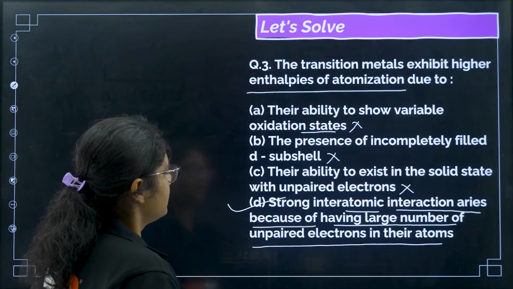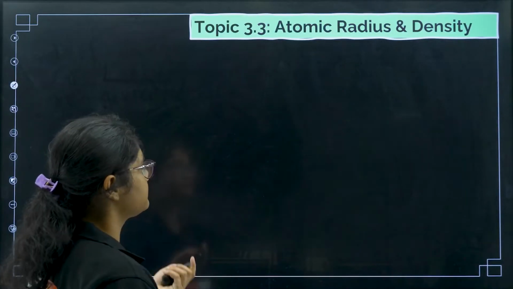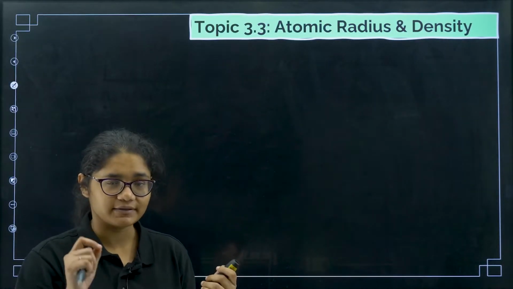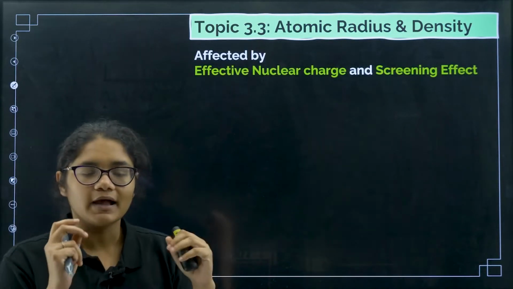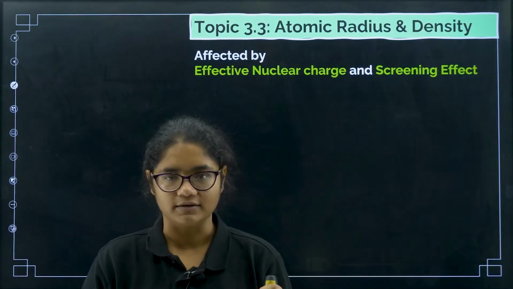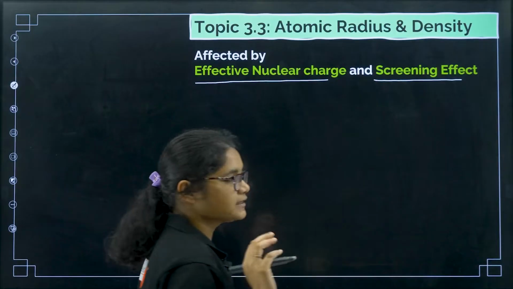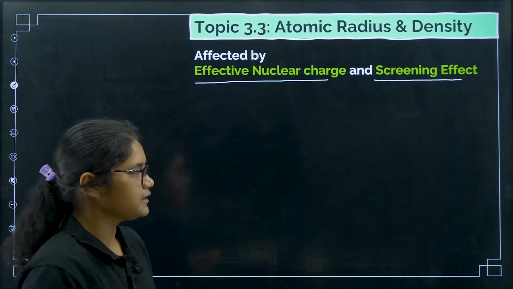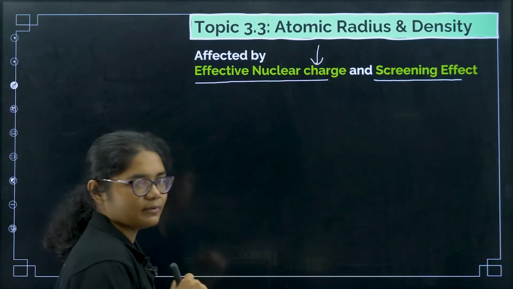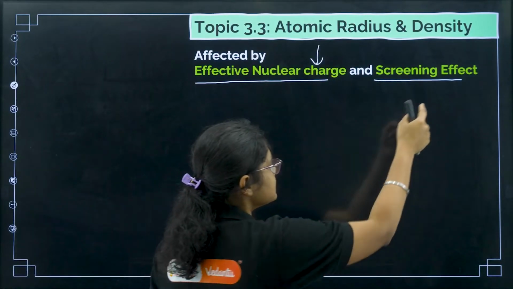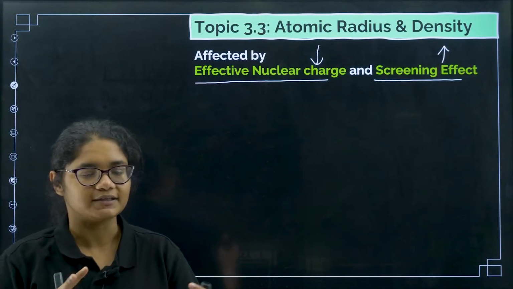Okay. Next, coming to next property, that is atomic radius. This is very, very important and very crucial to understand. So first of all, see, the atomic radius is affected by two factors. There is one factor called as effective nuclear charge and another factor is called as screening effect. Now I'll explain both the factors. Now remember, effective nuclear charge tries to decrease the size of the atomic radius, whereas screening effect tries to increase the radius of atoms or increase the size of the atoms.